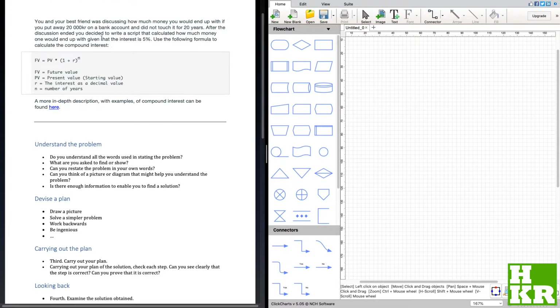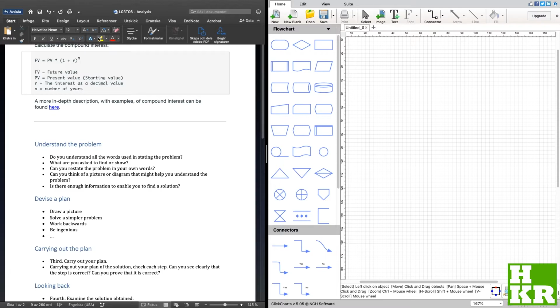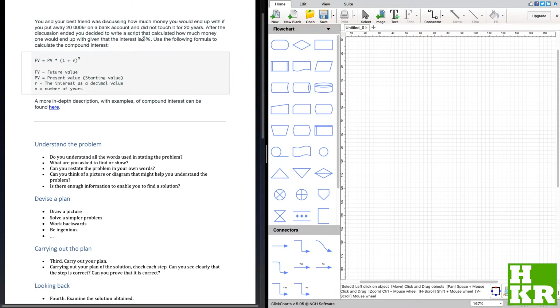So let's have a look. It says here that we had a discussion with our friend and we were putting money on an account and we didn't touch it for 20 years. So that's the background story. But what we are actually asked to do is to calculate how much money one would end up with. So let's see if we can mark it here. There we go. So this is what we are asked to do.